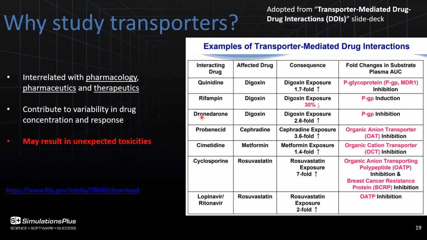And then finally, dronedarone is a PGP inhibitor. So this would let more digoxin go through the system, and it increases the exposure by 2.6-fold, again, potentially generating a toxic effect.